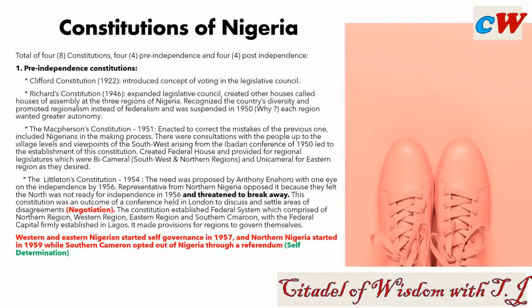In 1951, we had the Macpherson Constitution, and this was enacted to correct the mistakes of the previous one. The Macpherson Constitution began the inclusion of Nigerians in the constitution-making process. There were consultations with the people, even up to the village levels, and it's on record that viewpoints arising from the Southwest, from the Ibadan Conference of 1950, led to the establishment of this constitution.